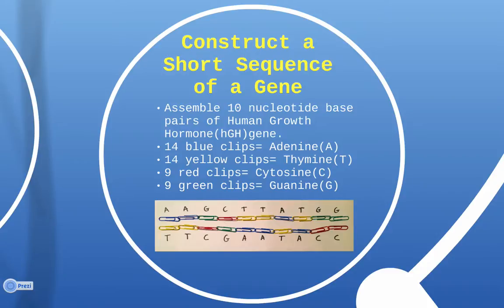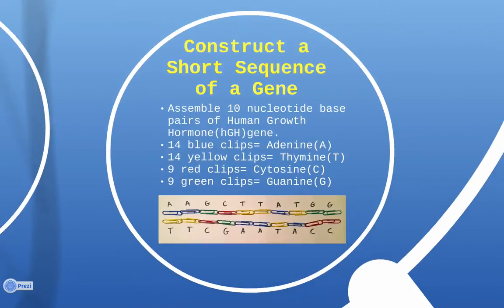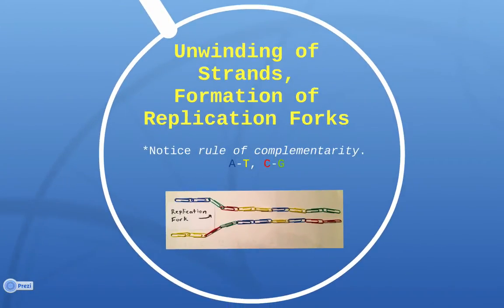Okay, so to get started with the construction, we're going to assemble a short sequence of human growth hormone gene. So take your paper clips and arrange them in the sequence outlined in this diagram below. Okay, once you've done that, go ahead and start unwinding your strands and forming your replication forks. Notice the rules of complementarity. A's pair with T's and C's pair with G's.